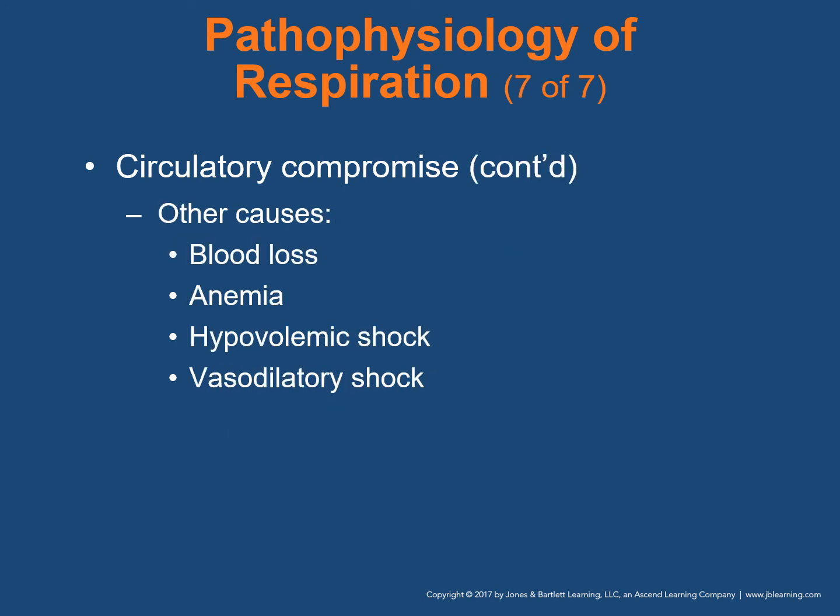Circulatory compromise could also be because I'm anemic. I don't have a high quality of blood, red blood cells, or I've had blood loss, or just that my vessels aren't doing what they need to do and I'm not moving that circulation.